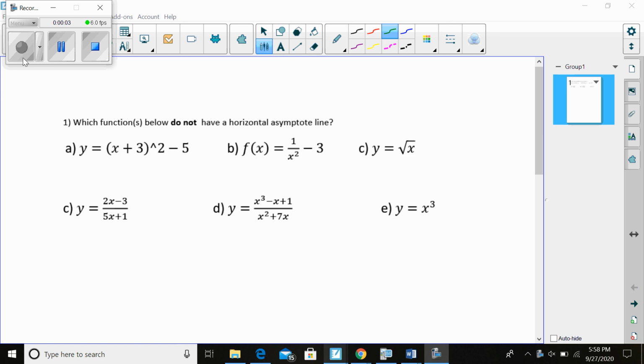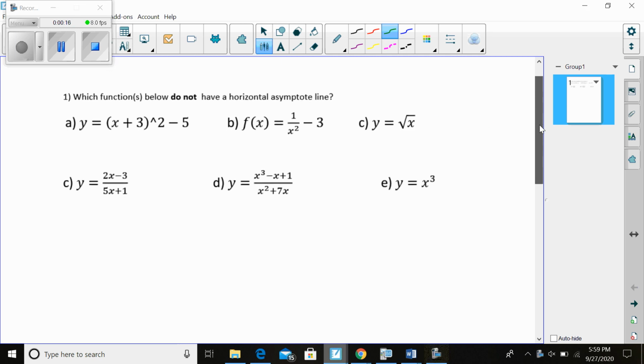Let's talk here about which functions do and do not have horizontal asymptote lines. This is not on a handout that you have. This is just some examples that I just wrote up. So you might want to pause the video perhaps and copy these examples down into your notes.